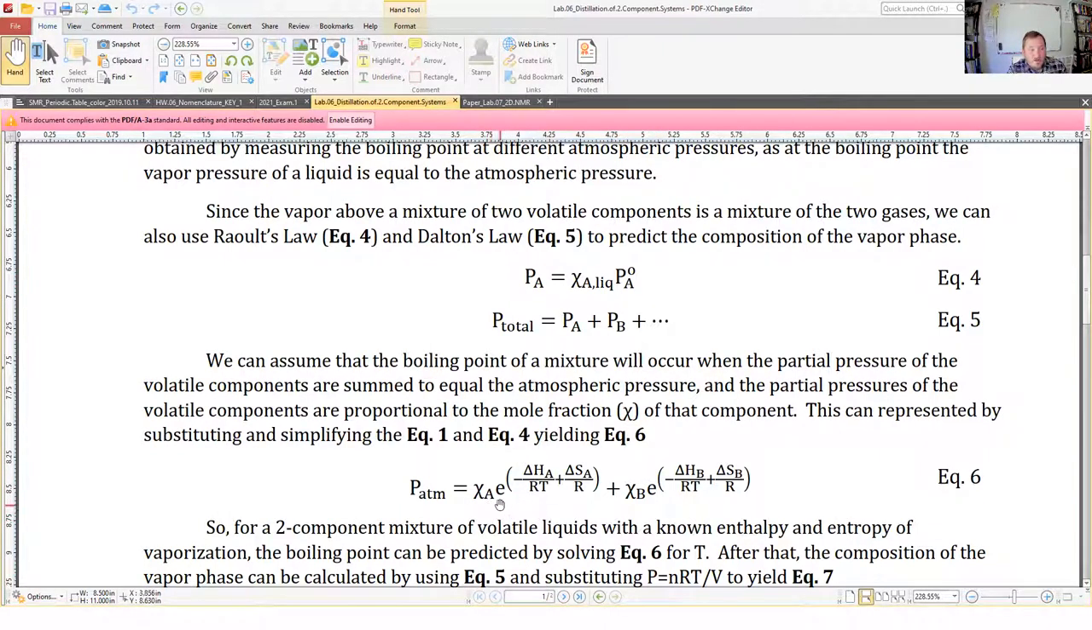the mole fraction of compound A, this looks really intimidating, but bear with me. That's the mole fraction of compound A. This is the vapor pressure of A. Mole fraction of B and vapor pressure of B.